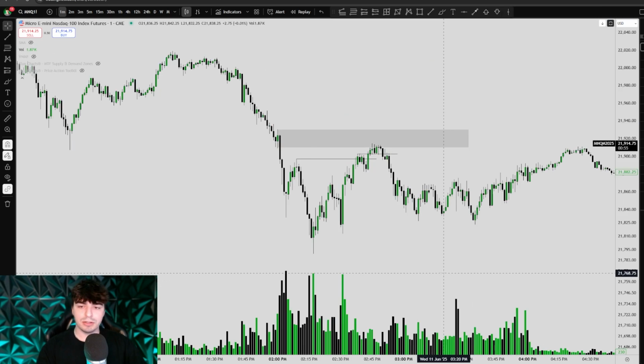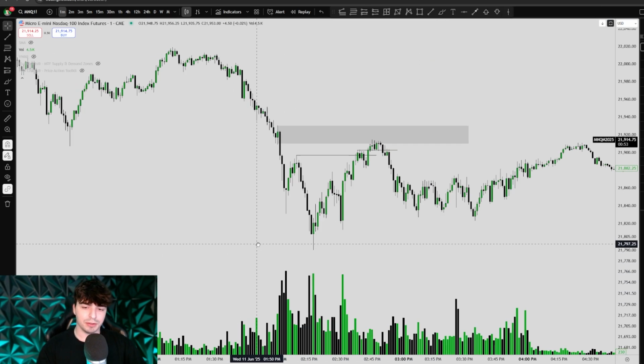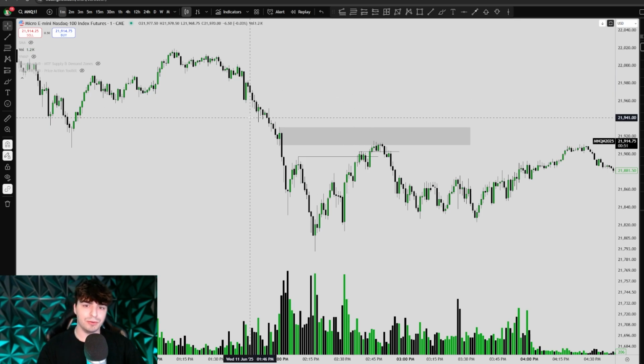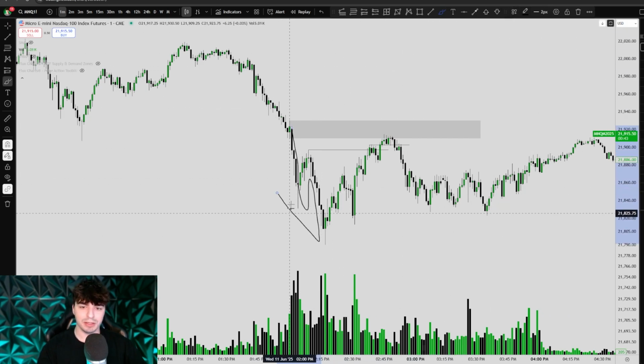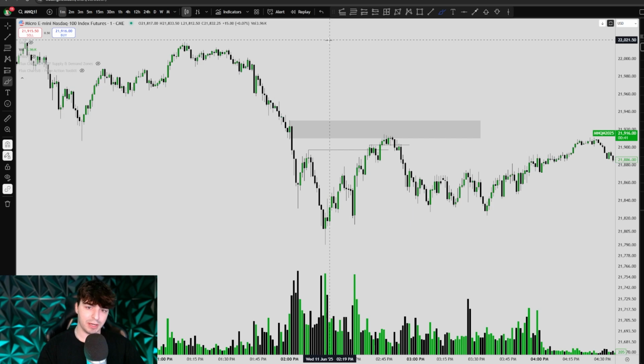All right, so now let's take a look at an example of a short, okay? So in the previous example, we used demand. In this example, we are now going to use supply, okay? It's the exact same thing, but it's just a sharp move lower, an imbalance lower rather than higher, okay?